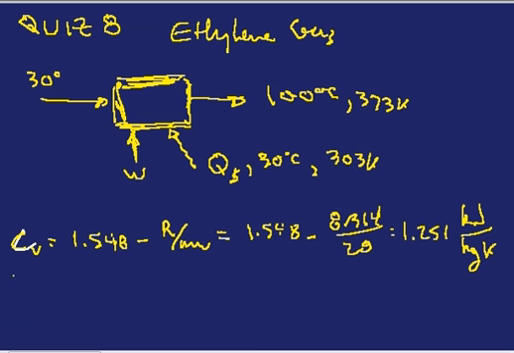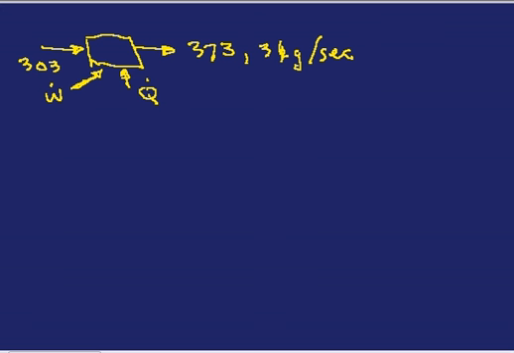And we can then calculate K, which we'll use for later problems. K is equal to CP over CV, and that comes out to 1.237. So we have 3 kilograms per second going in at 303 K, and then it's heated up, 3 kilograms per second going out at 373 K.